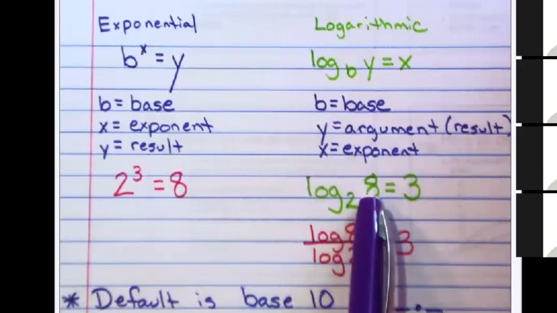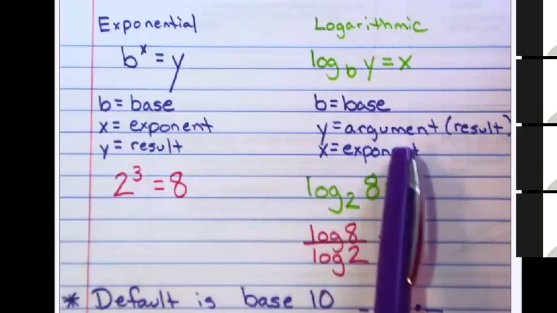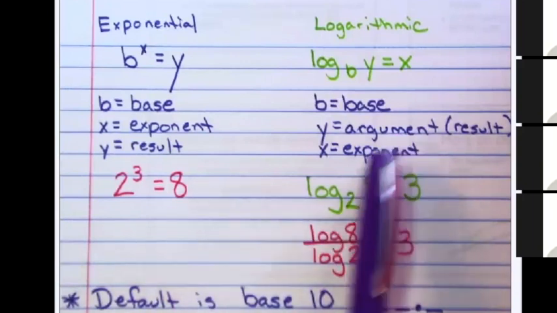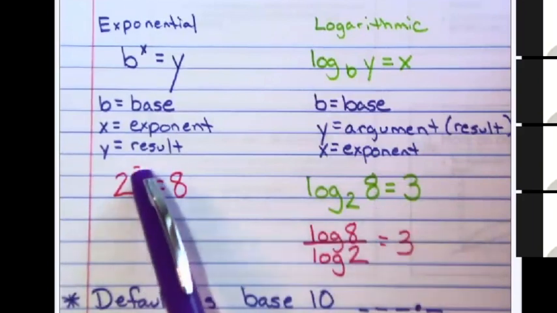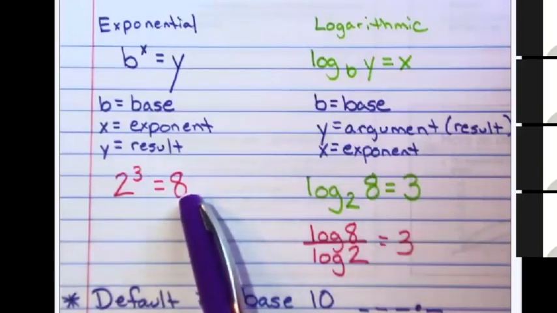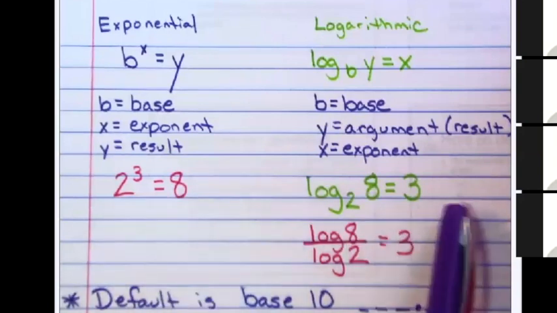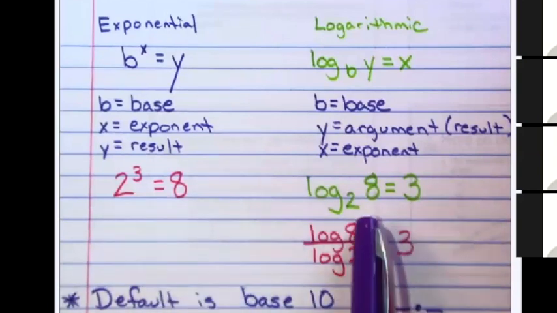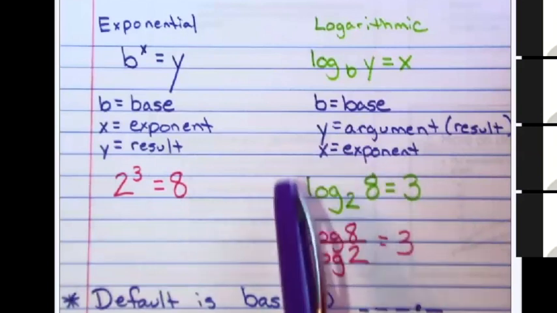Of 8, so that was our answer from this other one. That's going to be the result, or in this case, it's called the argument. And the exponent's actually the answer. So this helps us solve things. What if I had 2 to the x power equals 8? Well, my exponent becomes the answer, so I could type that in and get the answer is 3. Your calculator will actually do this part for you.